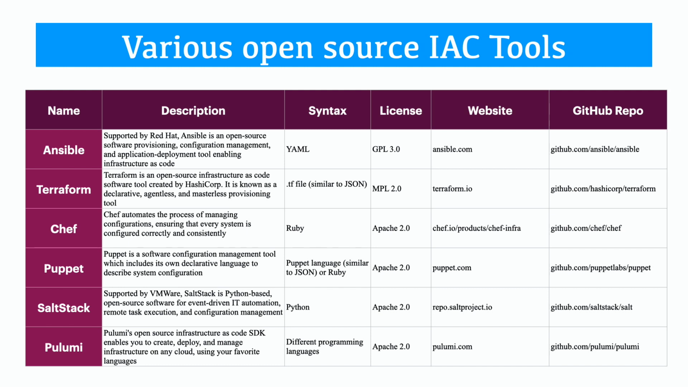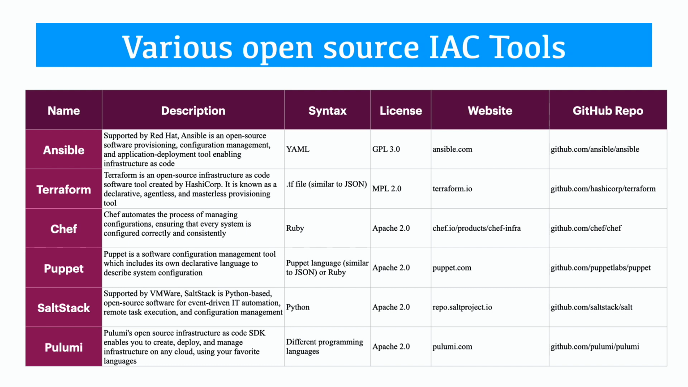Lastly in our list is Pulumi. Pulumi's open source infrastructure as code SDK enables you to create, deploy, and manage infrastructure on any cloud using your own favorite languages. You can use different programming languages like JavaScript, TypeScript, Python, etc. It's based on Apache 2.0 license, and you can find the links to its website and GitHub repo here.